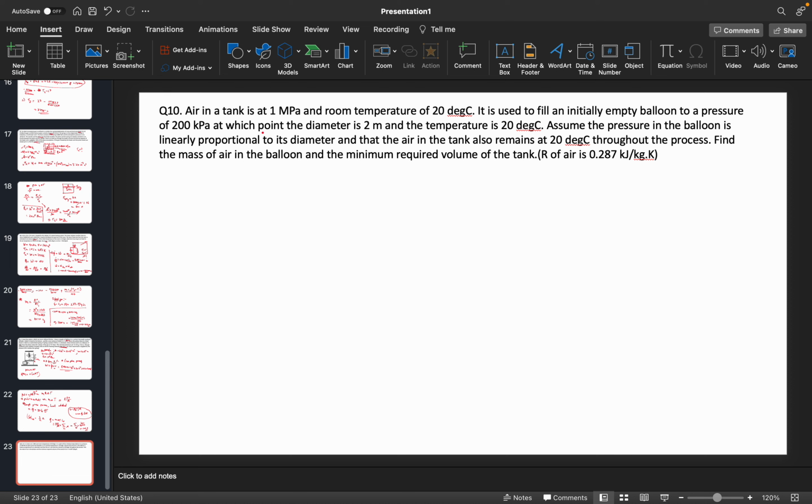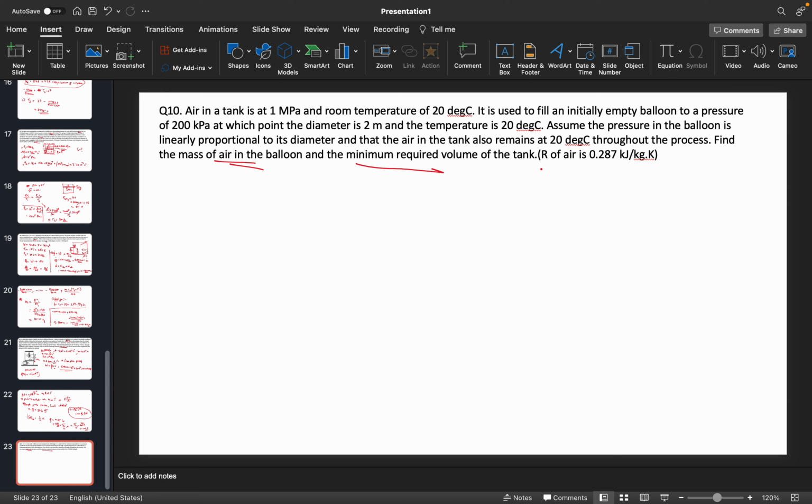Now assume the pressure in the balloon is linearly proportional to its diameter and that air in the tank also remains at 20 degrees Celsius throughout the process. Then you have to find the mass of the air in the balloon when it is filled, and also you have to find the minimum required volume of the tank.